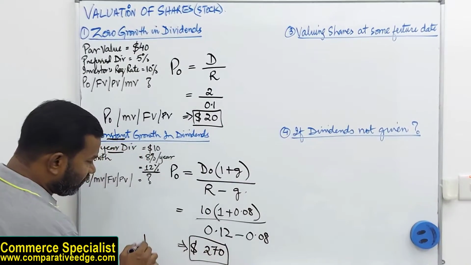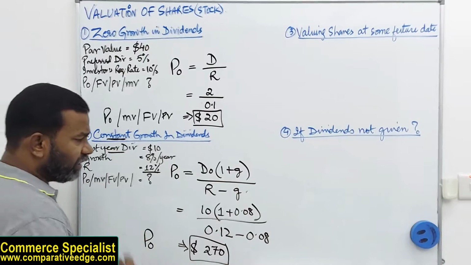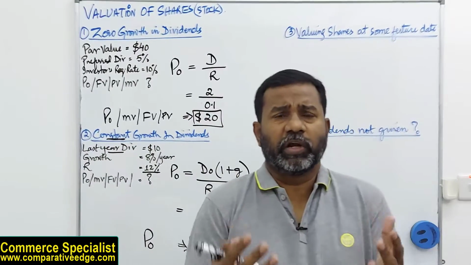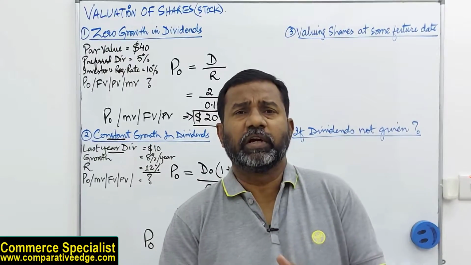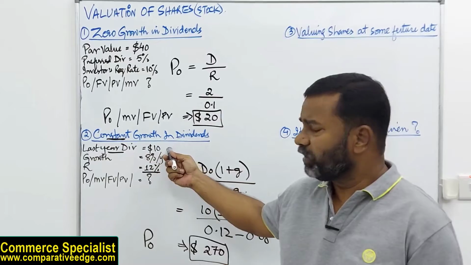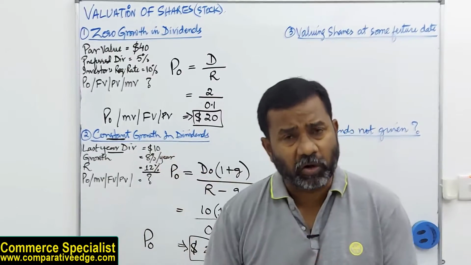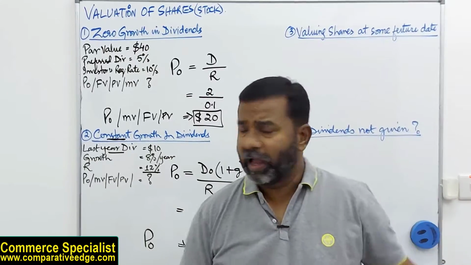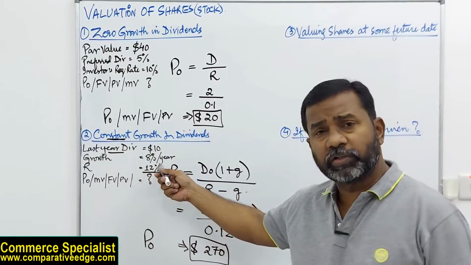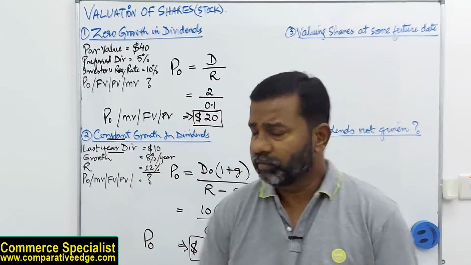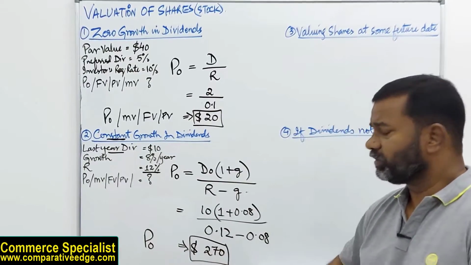So this is your present value of shares, the fair value of shares. If you want to buy a share in a company where dividends are growing 8% every year, and last year the dividend paid by the company was $10, and this $10 dividend is growing 8% every year, and if the investor's required rate of return is 12%, how much should you be paying for this share? You should be paying $270.